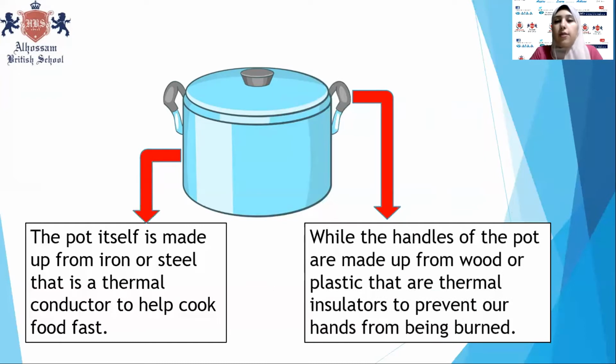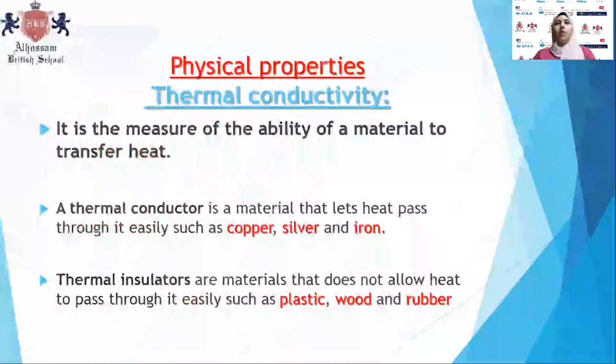Look here, so the handles of the pot are made up from wood or plastic that are what? Thermal conductor or thermal insulator? Excellent, perfect. Thermal insulator to prevent our hands from being burned, right? So thermal conductivity. What is meant by a thermal conductivity? It's the measure of the ability of a material to transfer heat. So we are saying that it has a thermal conductivity. So it's how it allows it to pass heat or transfer heat.